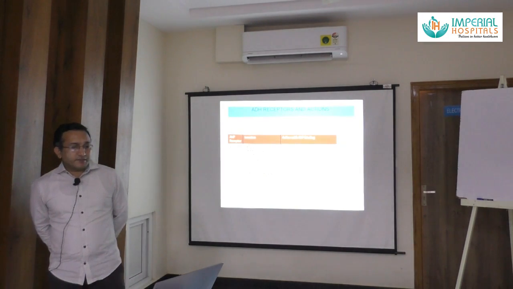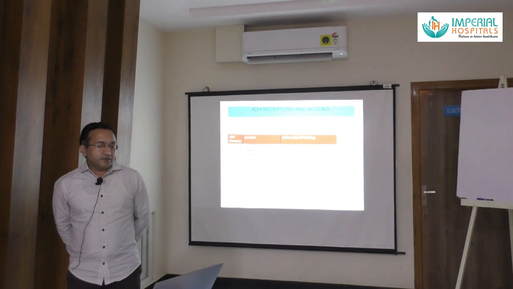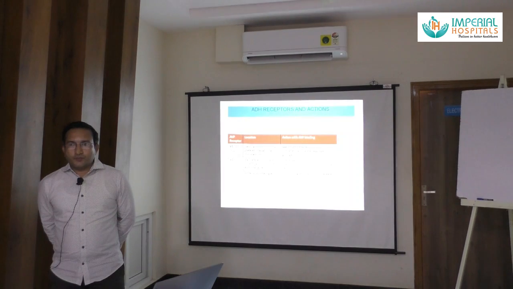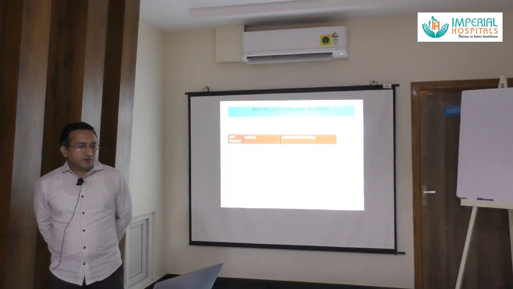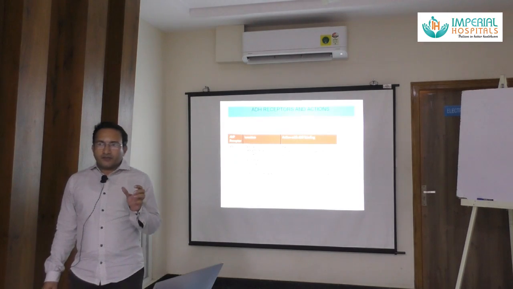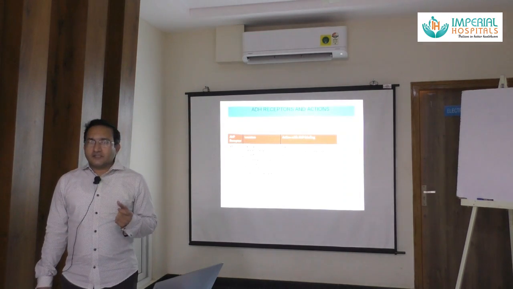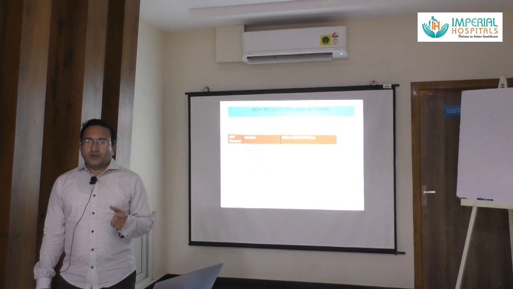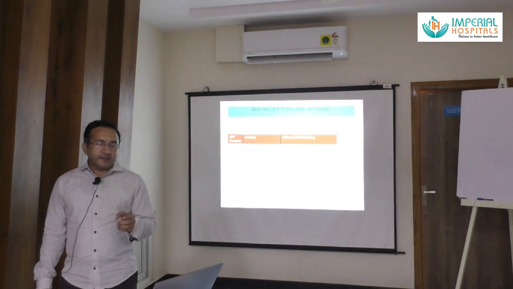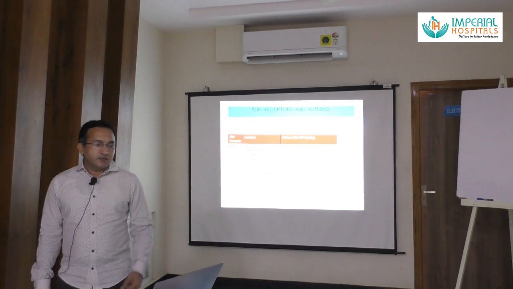Coming to the ADH receptors and actions. Routinely there are two receptors, and V1 is subdivided into V1A and V1B. V1A is mainly present on the vascular smooth muscle, leading to vasoconstriction that increases the systemic vascular resistance and also the afterload. If it acts on the platelets, it leads to platelet aggregation.